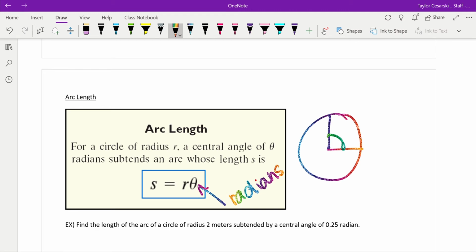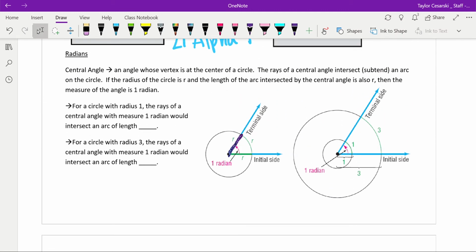Okay, so now let's go back to these. I want to know the arc length right here. I know that it says a circle has a radius of 1, and the circle has a central angle measure of 1 radian. So 1 times 1 equals my arc length.